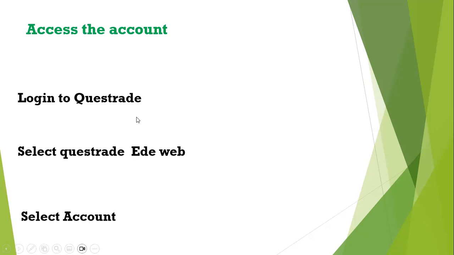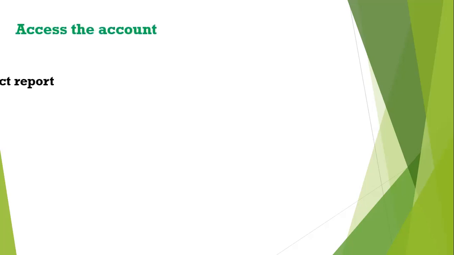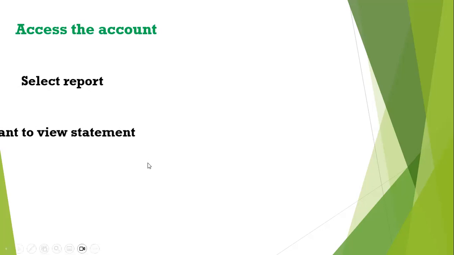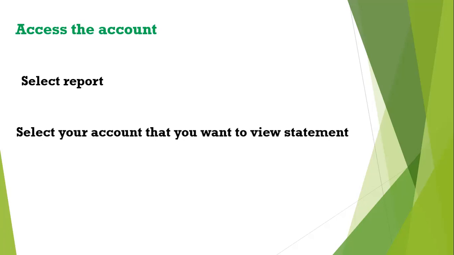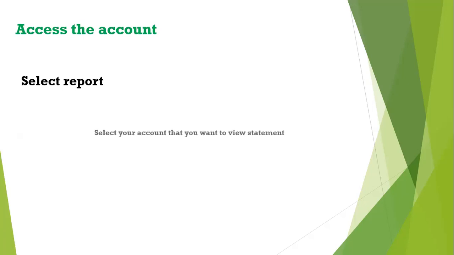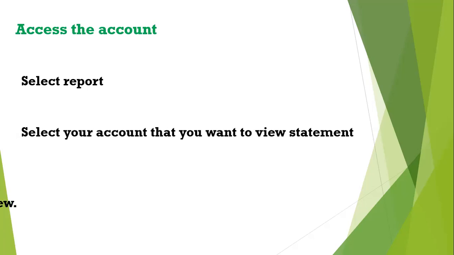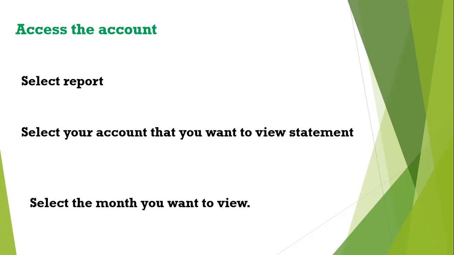So all of that is: log into your Questrade, select the Questrade Edge Web, select the account, and then from there click on the report, and from the report you can click on the statements. Everything else that you want to read will be there. From the report you select the month that you want to view and the account that you want to view, because you have several accounts under your portfolio, or maybe sometimes you only have one. So you just follow this procedure and you get to your statement.